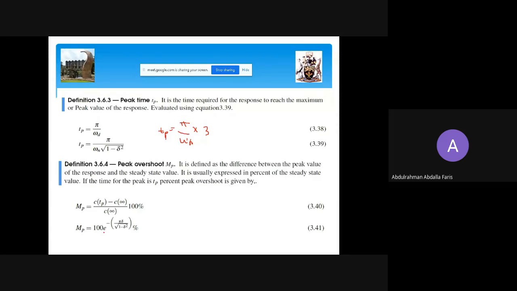So you will be told, like, MP is 20%. And you can calculate MP using this equation, whose only variable is the damping ratio. All these equations are in the notes. And remember, this is actually an exponent.